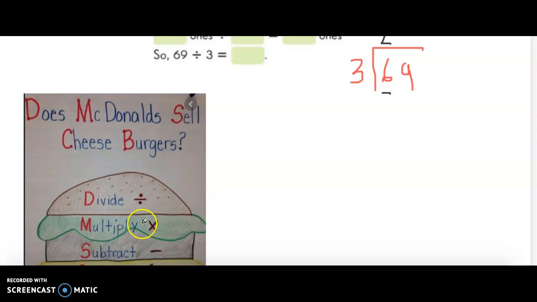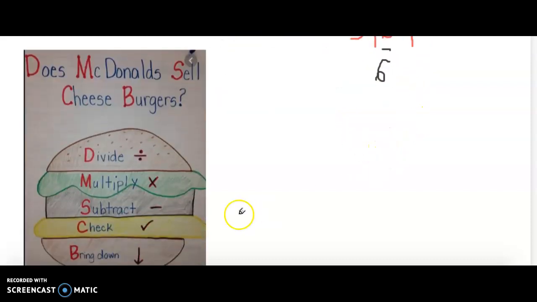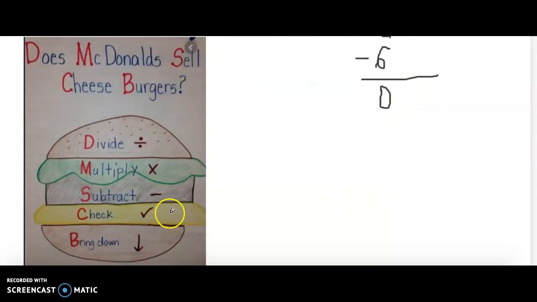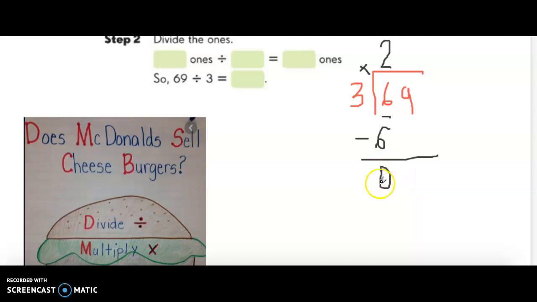Next step is to multiply. So we're going to multiply these two numbers. 2 times 3 gives us 6. Next step is to subtract, which will leave us with 0. And then remember, don't skip this step. The check is very important. So we look at what our answer was from our division problem. We check here. It is 3. It is below. So we are good to go.